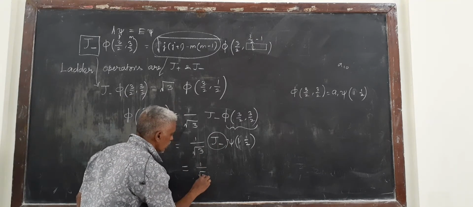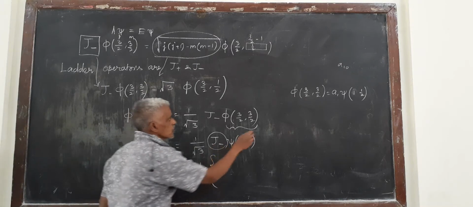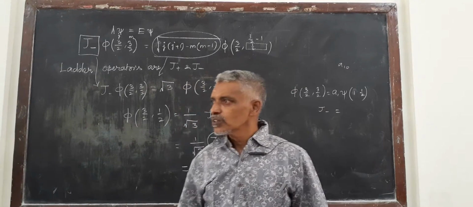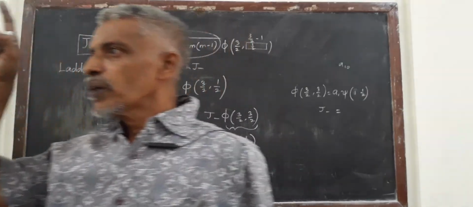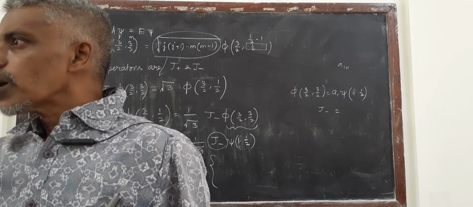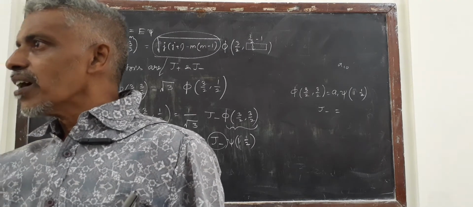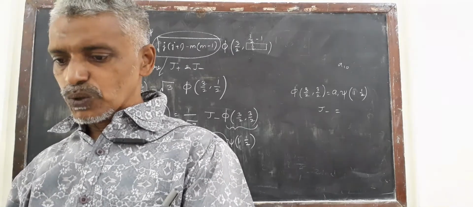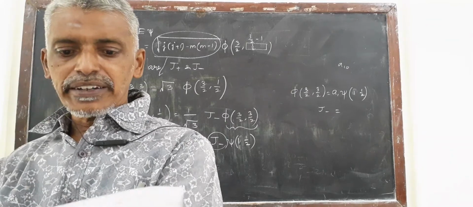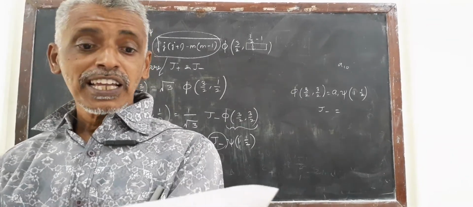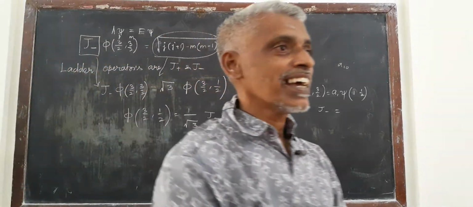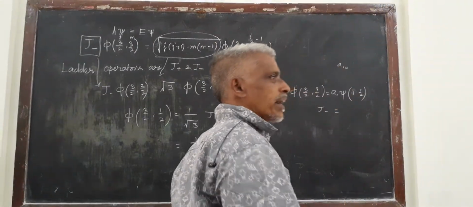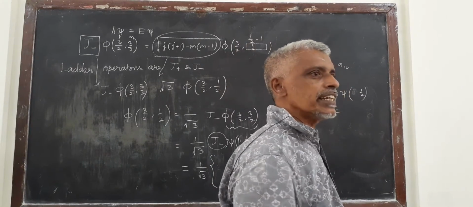And writing J minus is equal to, J minus is equal to, you have to go for ladder operators. If you go there, you can get J minus is equal to, whether I have written it, yes please. You have to write it. Now I will say how you want to give the answer.